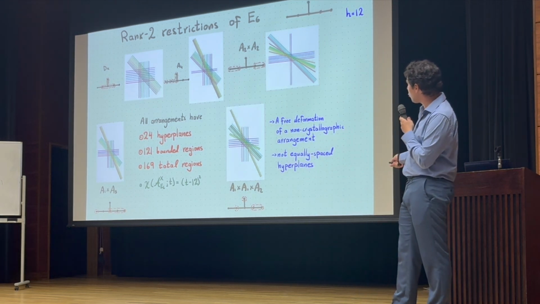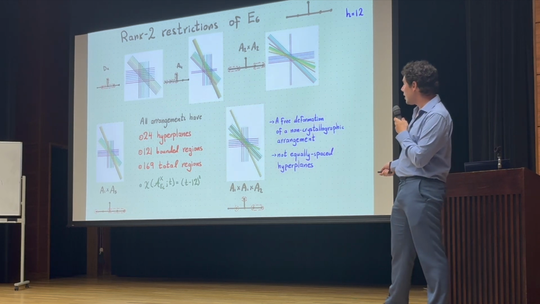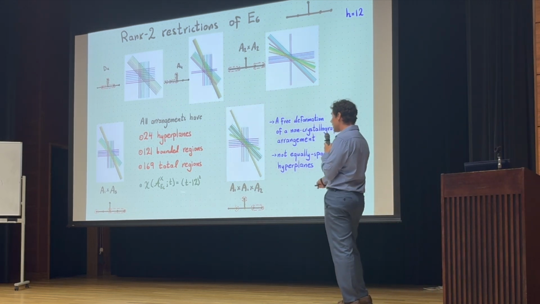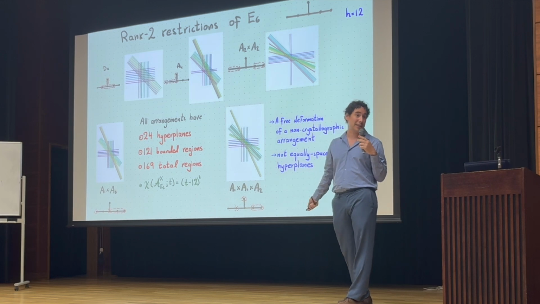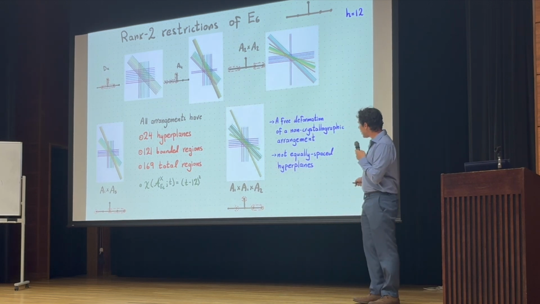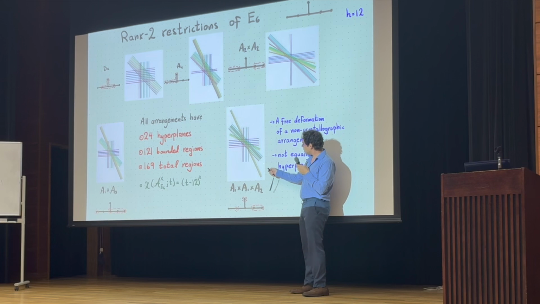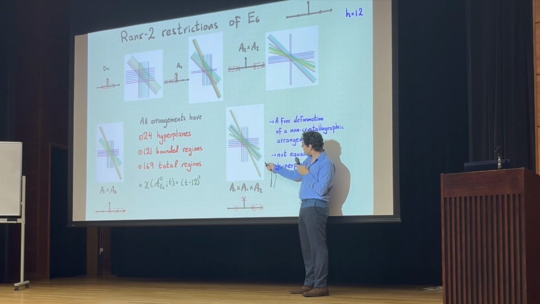So I have a deformation of a non-crystallographic arrangement that seems, according to our theorem, to have a characteristic polynomial that factors. It was very unexpected. Not only that, if you look very closely, here those hyperplanes are equally spaced, but here we jump away.